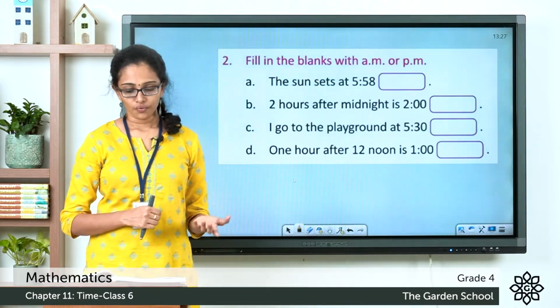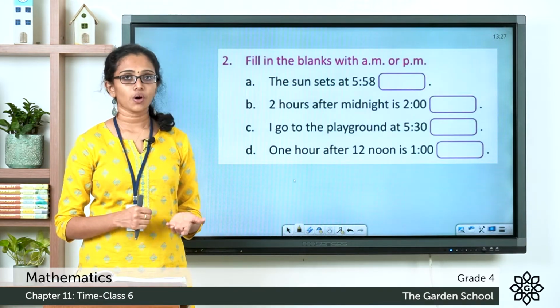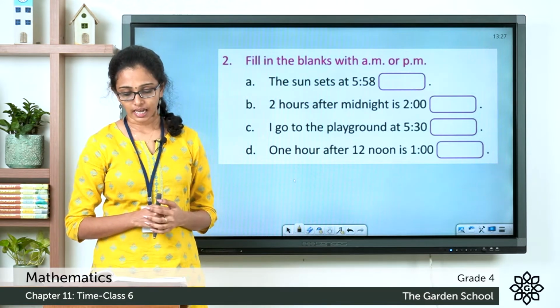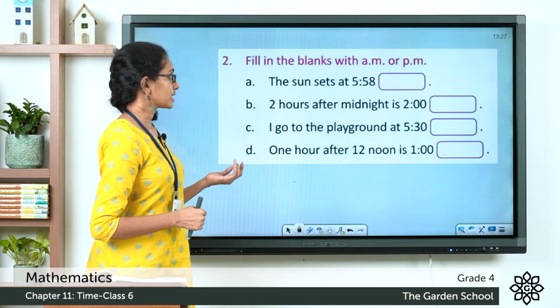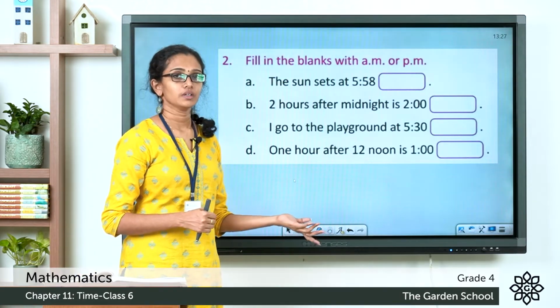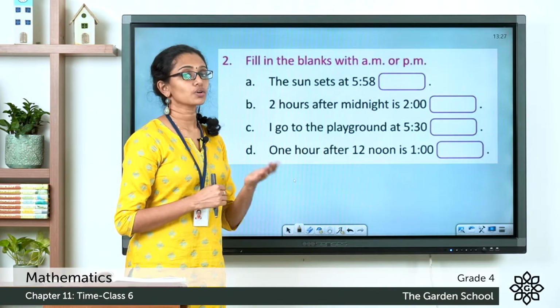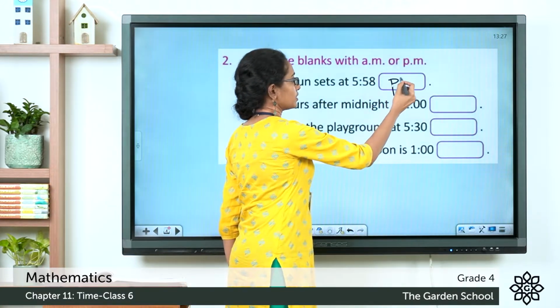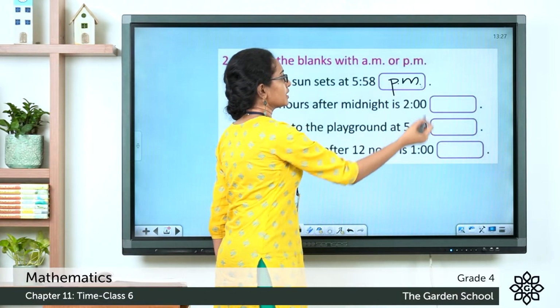Question number 2. Fill in the blanks with AM or PM. Now, A, the sun sets at 5:58. Is it AM or PM? The sun sets in the evening, so it should be PM. So, let's write PM here. You can write along with me.